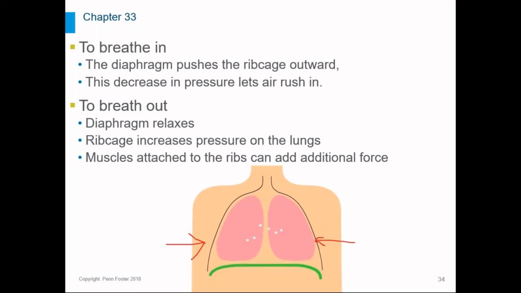And the rate of that breathing is controlled by carbon dioxide levels sensed in the brain. So if the brain senses too much carbon dioxide, it signals the diaphragm and the chest muscles to breathe faster.